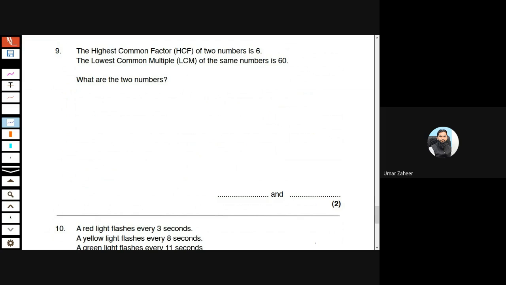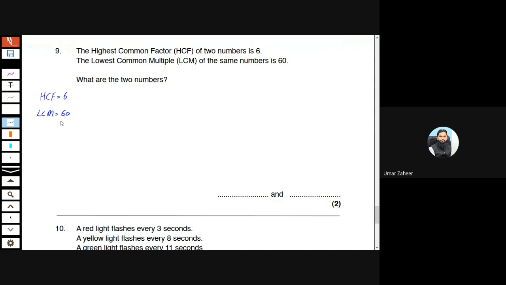All right. The question number 9. The highest common factor, HCF, of two numbers is 6. The lowest common multiple of the same numbers is 60. Now LCM is given. It says that it is 60, the least common multiple. What are the two numbers?